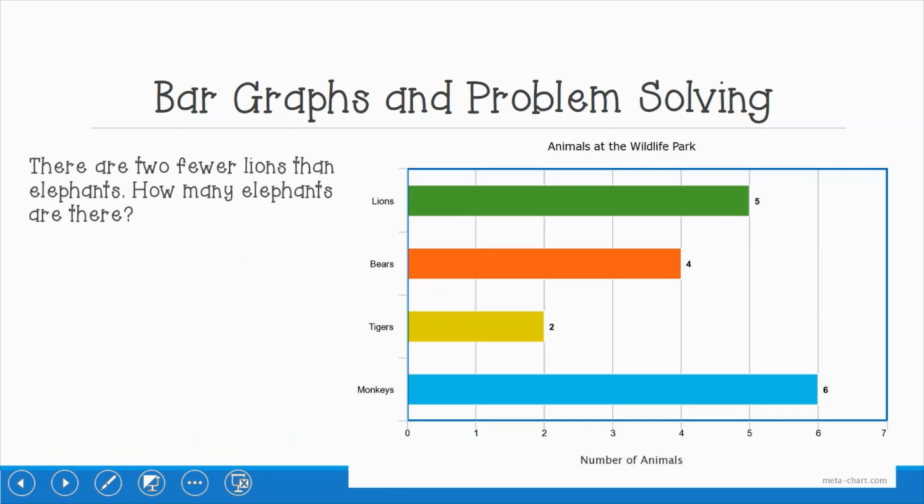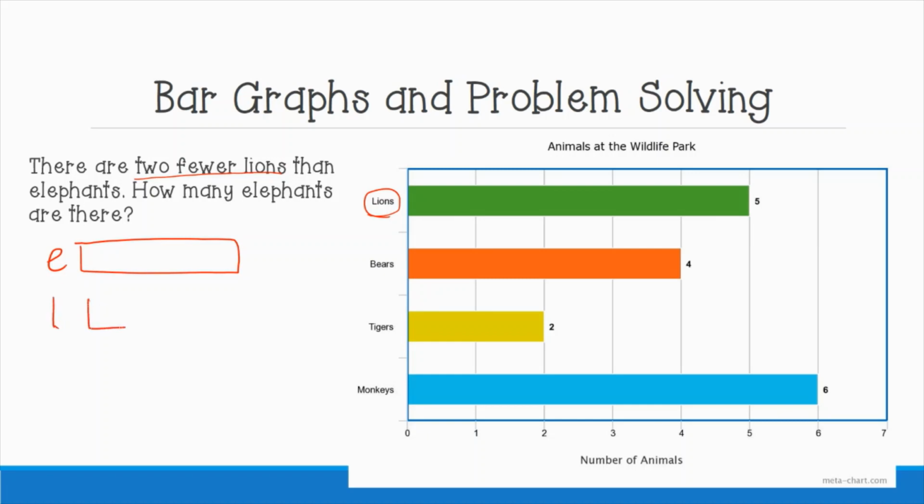Let's try another problem. There are 2 fewer lions than elephants. How many elephants are there? Well, I see where my lions are, but I don't have elephants on my graph. So I'm going to have to use the information from here to try and figure that out. So there's 2 fewer lions, which means that there's less lions than elephants. So my elephants will go in the bar on the top, and my lions will go down below.